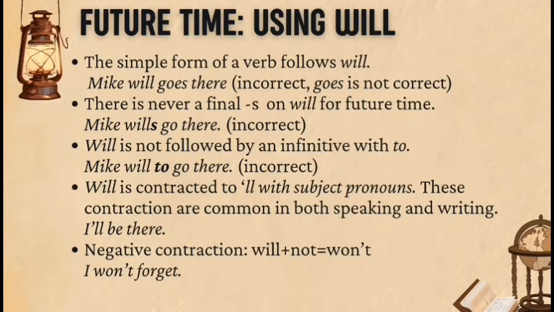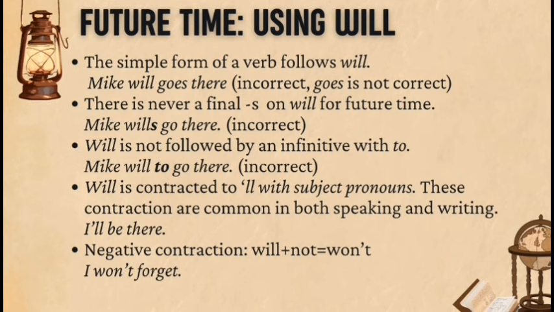Future time using will. Here are some rules for using will for future time. The simple form of a verb follows will. "Mike will goes there" is incorrect. Goes is not correct. There is never a final s on a verb after will for future time. "Mike wills go there" is also incorrect. Will is not followed by an infinitive with to. "Mike will to go there" is also incorrect.